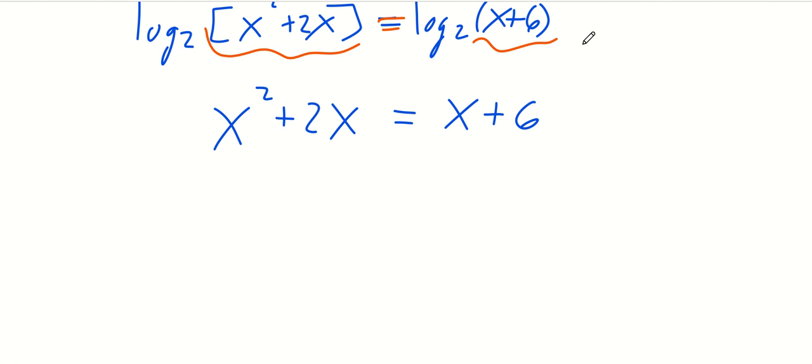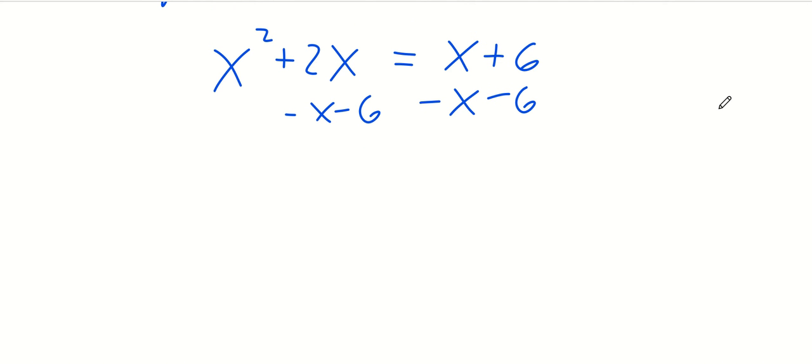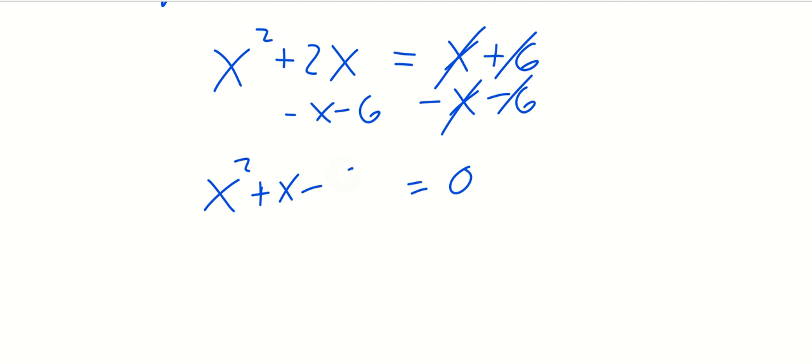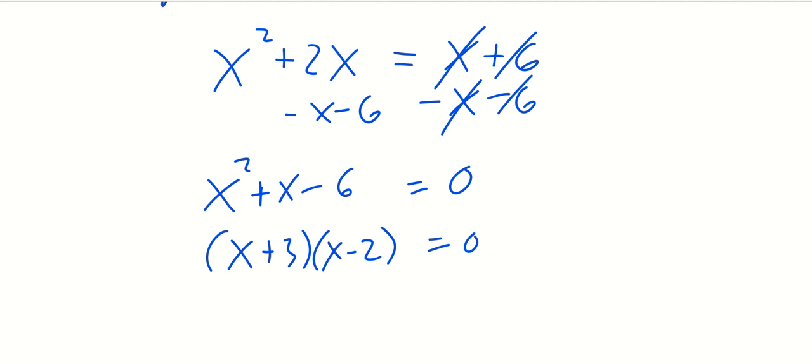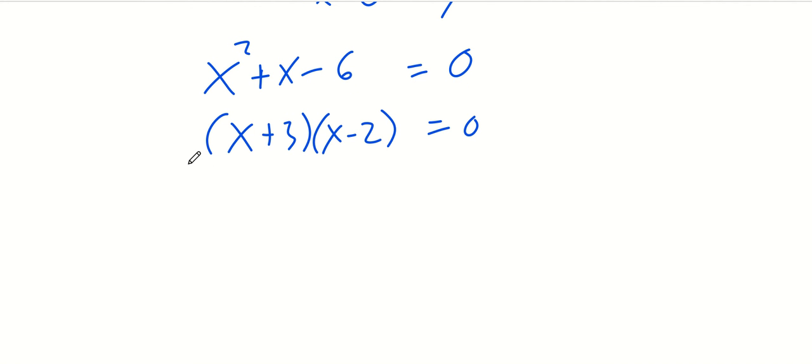This is a quadratic equation because of the x squared term. Let's get one side to be 0. So I'm going to subtract x from both sides. I'm also going to subtract 6 from both sides. This cancels with this, and this cancels with this. So we get 0 is going to be equal to x squared plus x minus 6. Luckily, this factors as x plus 3 times x minus 2 equals 0. If it didn't factor, you could always use the quadratic formula and then set each factor equal to 0 individually.